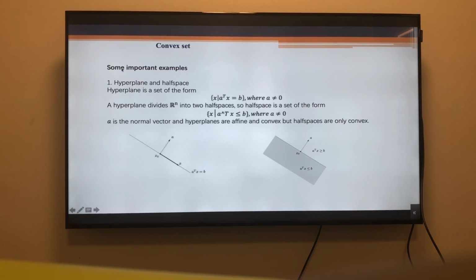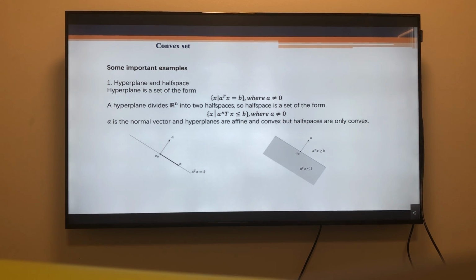We also talk about some important examples. We mentioned some simple examples in our report. So in the presentation, we just talk about some important examples. The first is the hyperplane and half space.